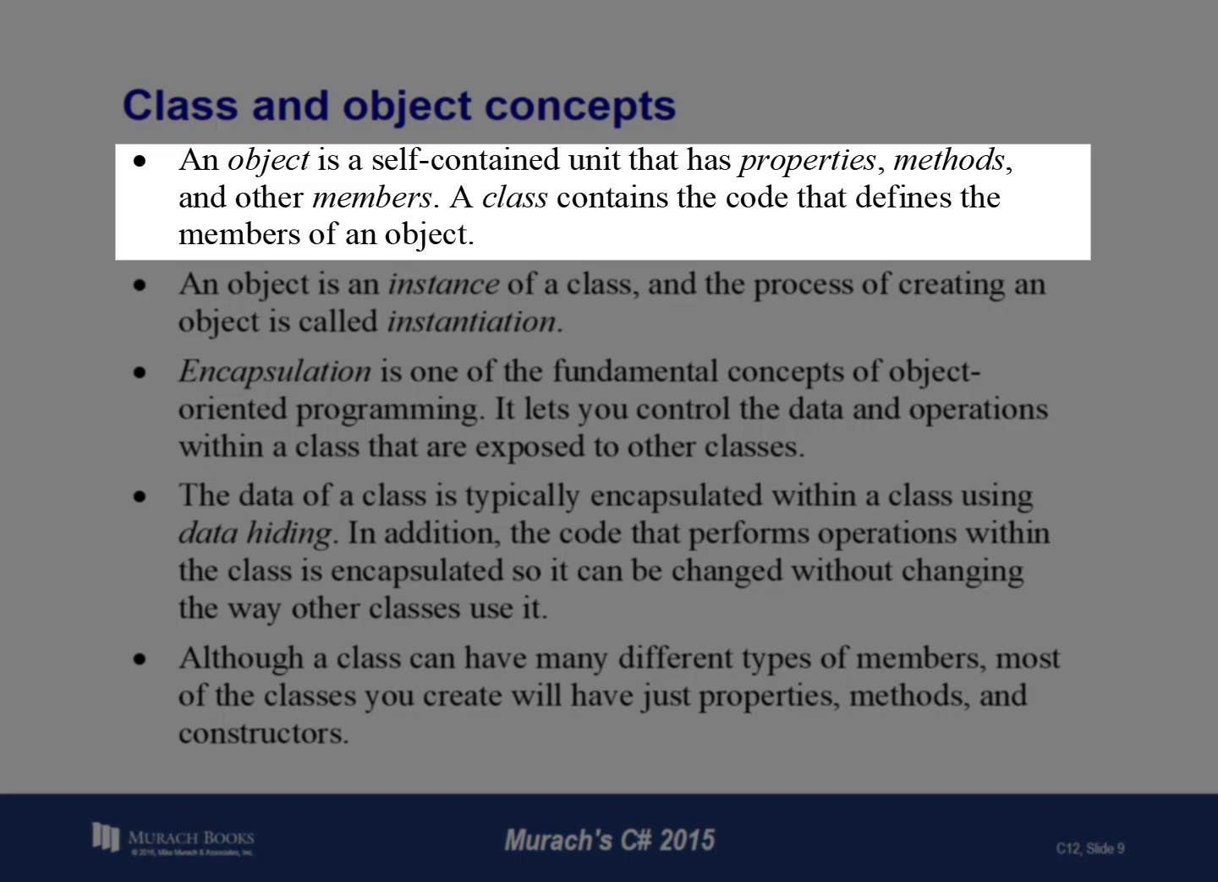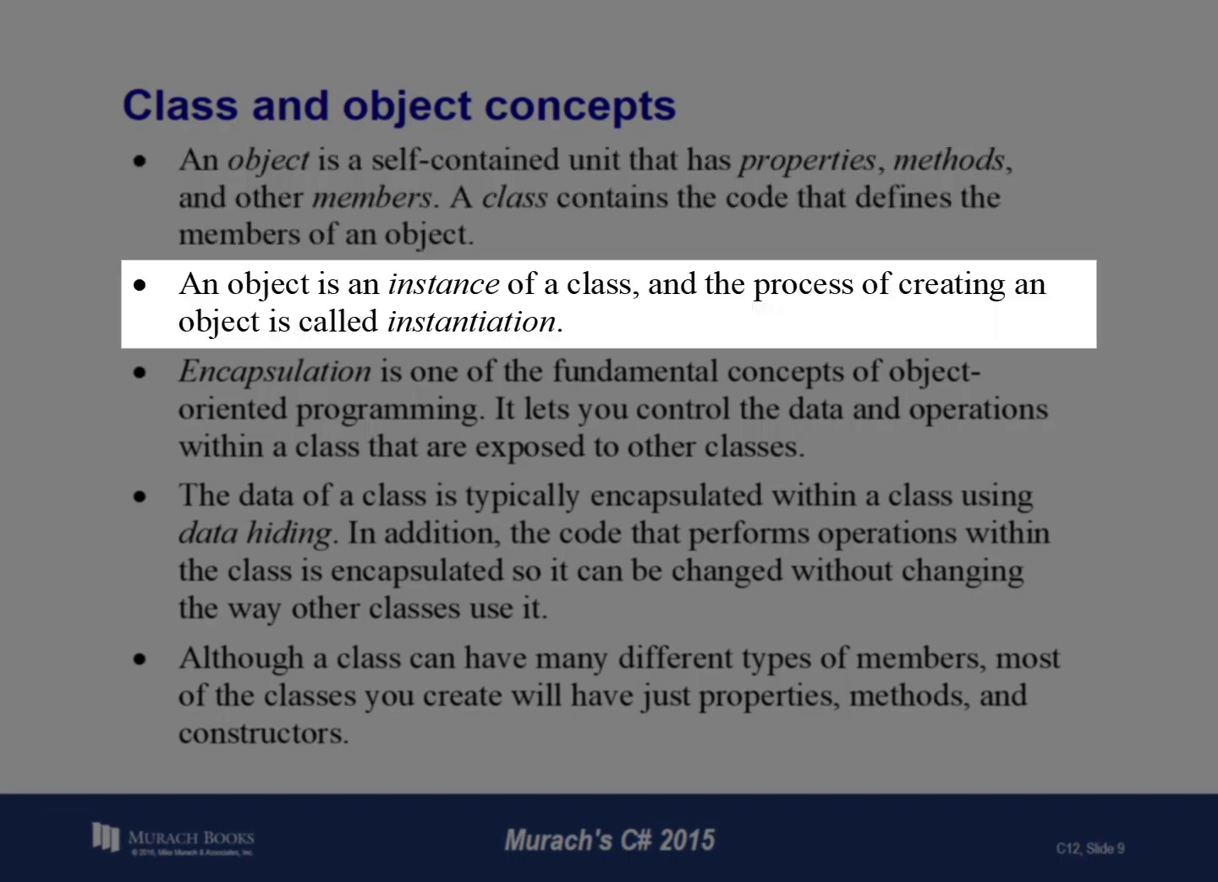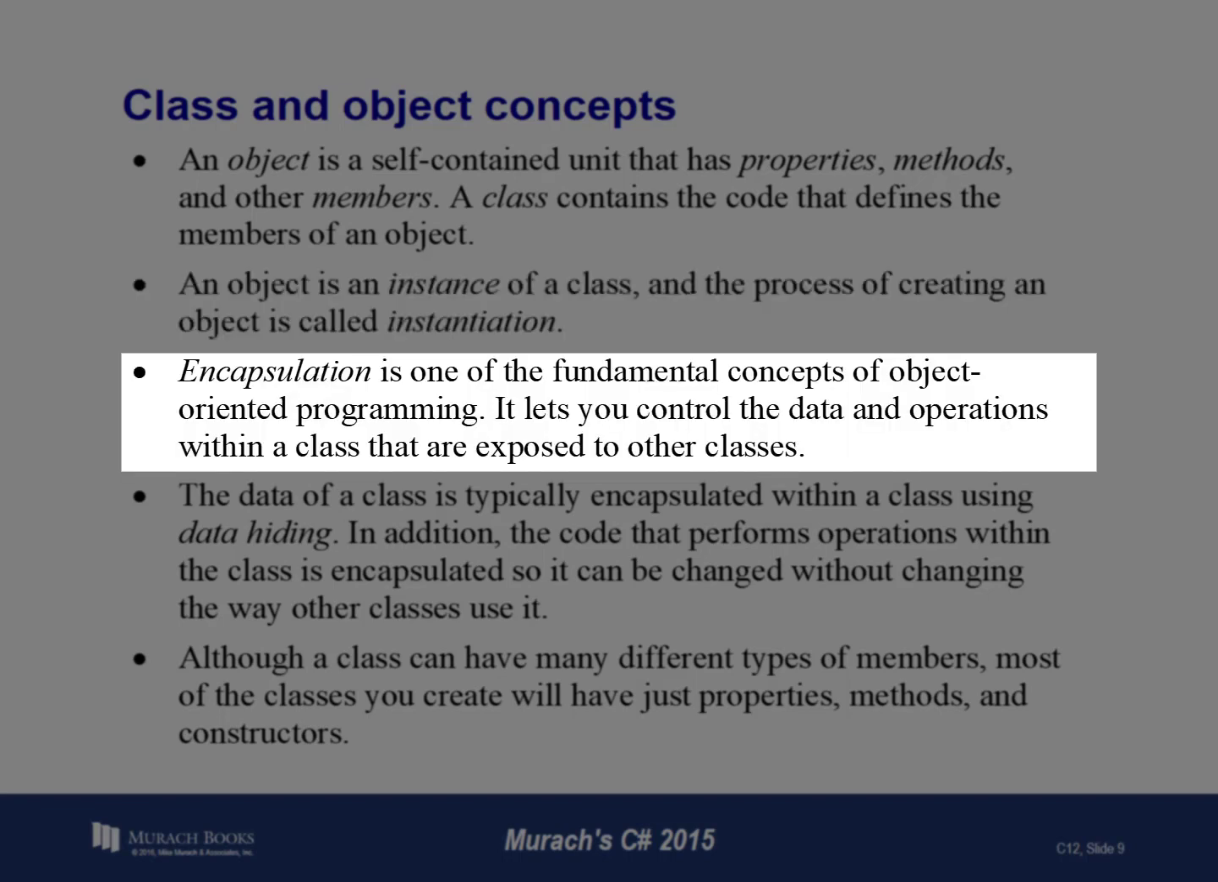It may also contain other members. So for example, a form contains other members that are part of that form. When we create a specific version of a class, it's called an instance, and the action of creating that specific object is called instantiation. One of the key concepts to object-oriented programming is encapsulation.